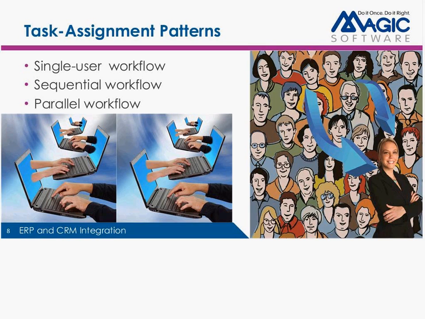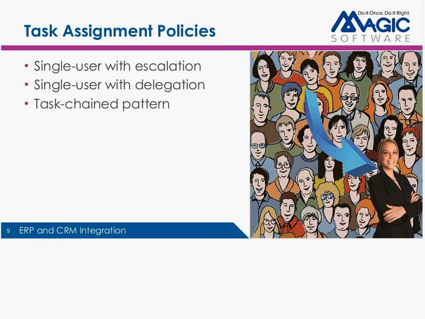And then ultimately, this results in what are known as task assignment policies. And with a task assignment policy, we think of, is it single user with escalation? In other words, we are thinking about the overall business rule that is related to a particular type of workflow and the tasks within that workflow. Maybe it's single user with delegation. Maybe it's a task chain pattern where it has to go step by step through a series of different kinds of approvals and other kinds of processes that have discrete tasks that are a part of this.